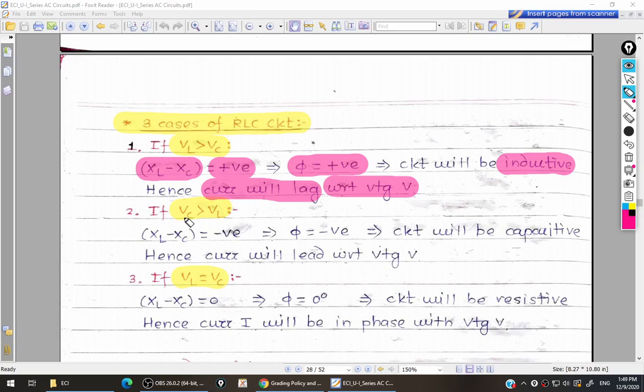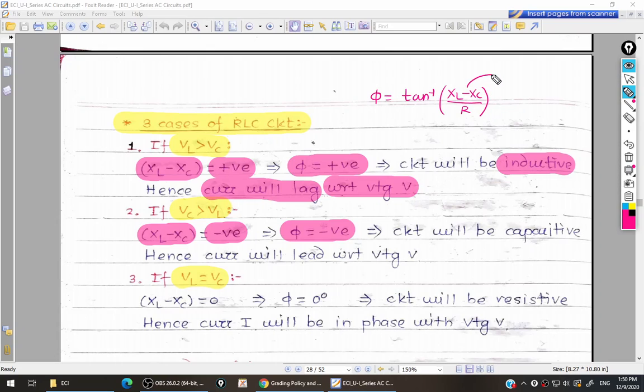Now if you take the second condition, VC is greater than VL. If VC is greater, definitely XC is also greater. So XL minus XC, this difference will be what? Negative. And if the difference is negative, your phase angle will be negative. Why is the phase angle negative? Because we have already seen the formula for phase difference. Phi is equal to tan inverse of XL minus XC divided by R.